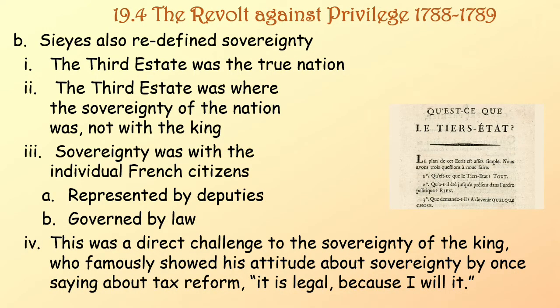Second thing Sieyes did was he also redefined sovereignty. The Third Estate was the true nation. The Third Estate was where the sovereignty of the nation was, not with the king. Sovereignty was with the individual French citizens, represented by deputies, governed by law. And this was a direct challenge to the sovereignty of the king, who famously showed his attitude about sovereignty by once saying about tax reform, "It is legal because I will it."